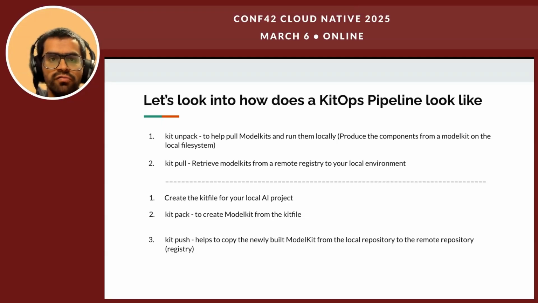And then Kit pull will allow you to retrieve a model kit that has been stored in a remote registry into your local environment. And if you want to create one from scratch, you can create a new kit file for your AI project, and then use the kit pack command to create the model kit from that kit file. And then you can use kit push, which is similar to Docker push, to push your newly created model kit from your local repository to your private cloud-based registry.